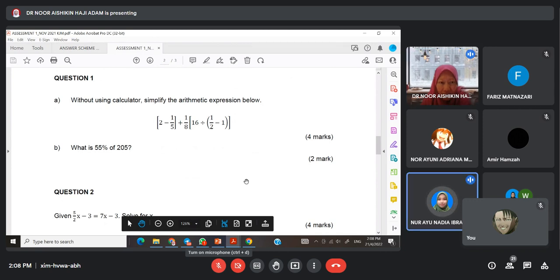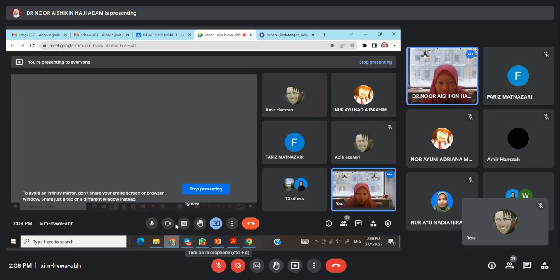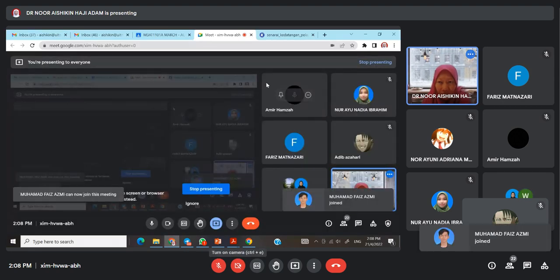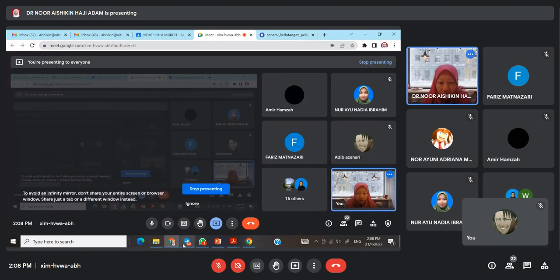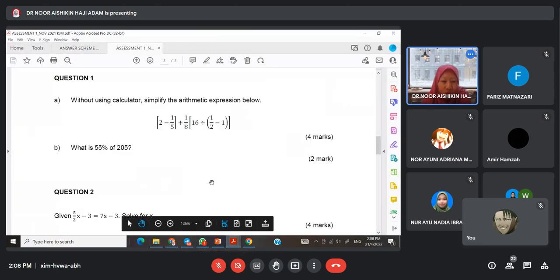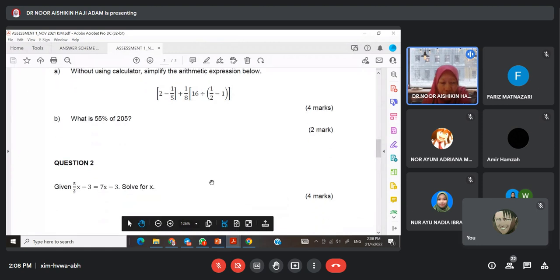Doktor, ada orang nak masuk tak boleh? Yes. Tak boleh masuk. Faiz. Ada lagi? Dah? Dah. Mana saya tadi? Saya tengah tengok soalan.